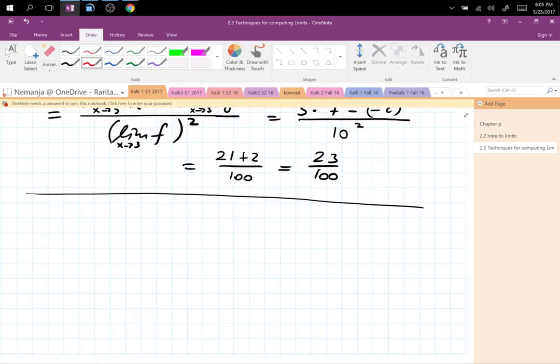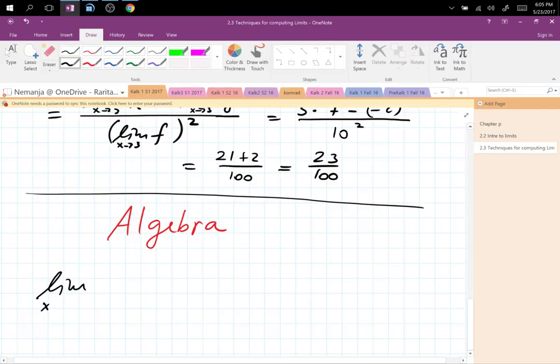So let's dig into algebra. Limit as x goes to 2 of x squared minus 6x plus 8, divided by x squared minus 4.